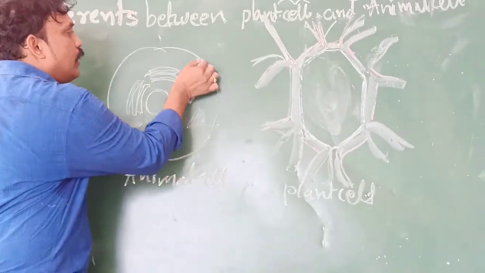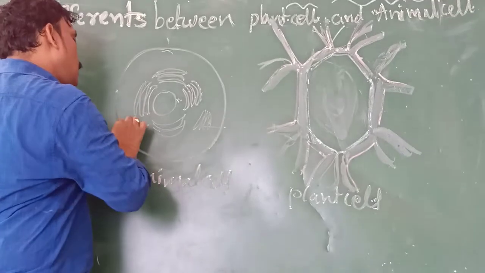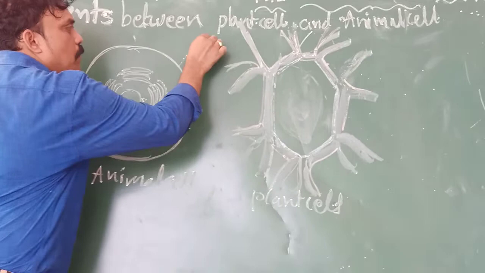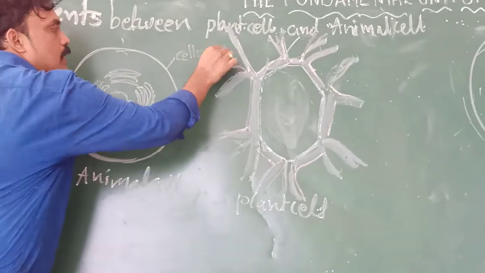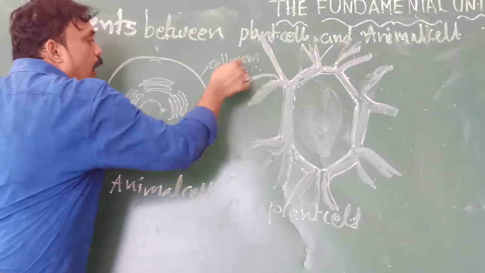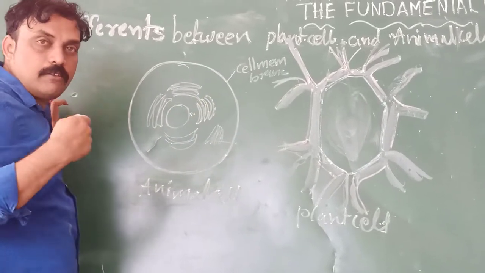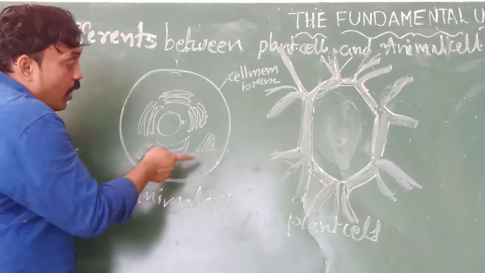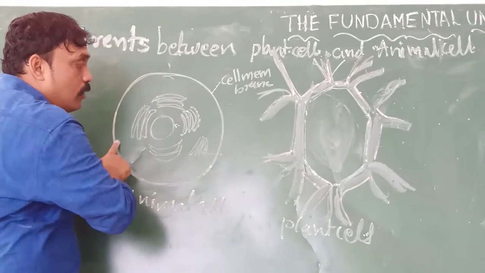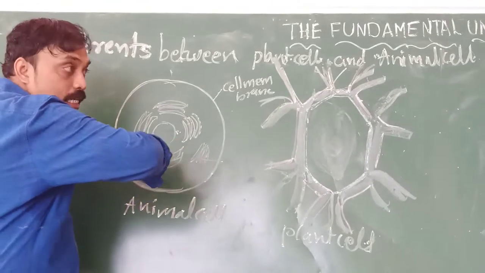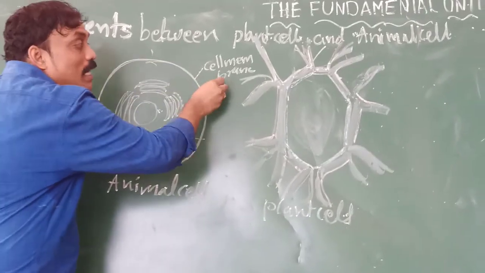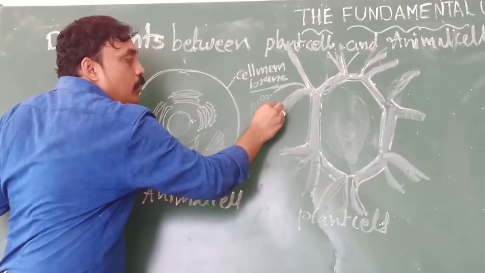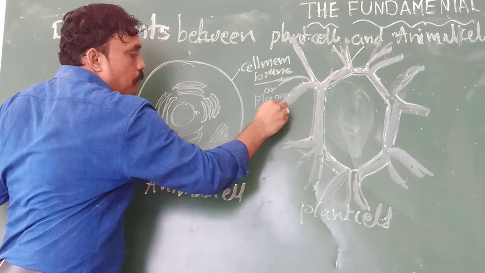In that model animal cell, this is the outer covering layer. This outer covering layer is the cell membrane. In animal cells, for example human beings, vertebrates, whatever animal, even skin, the outer covering layer is what? The cell is covered with cell membrane, also called plasma membrane. One point.